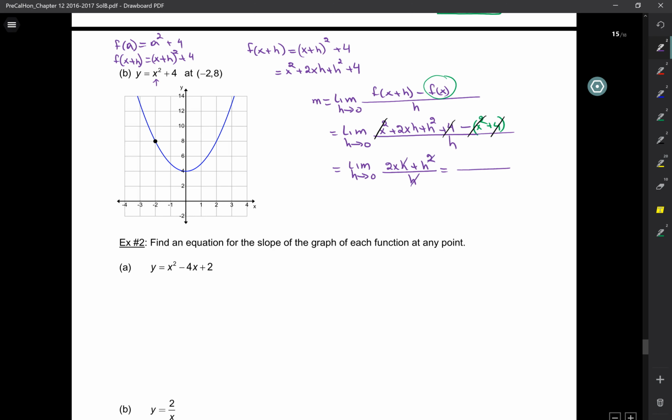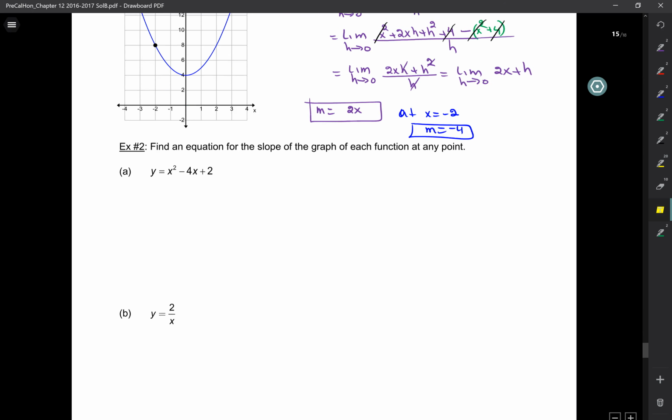The h's go away. So this is the limit as h approaches 0 of 2x plus h. And when I plug in h is 0, I get 2x. Okay, now, at x equals -2, m is equal to -4. All right?